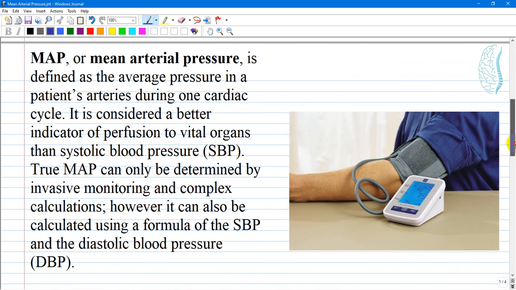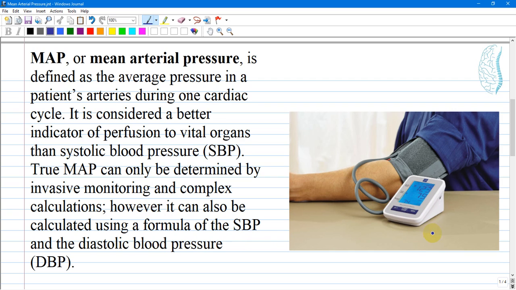Mean arterial pressure is defined as the average pressure in a patient's arteries during one cardiac cycle. It is considered a better indicator of perfusion to vital organs than systolic blood pressure. True mean arterial pressure can only be determined by invasive monitoring and complex calculations. However, it can also be calculated using a formula of the systolic blood pressure and the diastolic blood pressure.